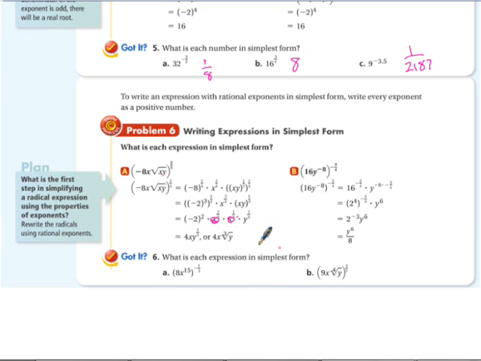Go ahead and try these. Again, we're just given a mess. We got to clean it up. Okay, try these and we'll check them.